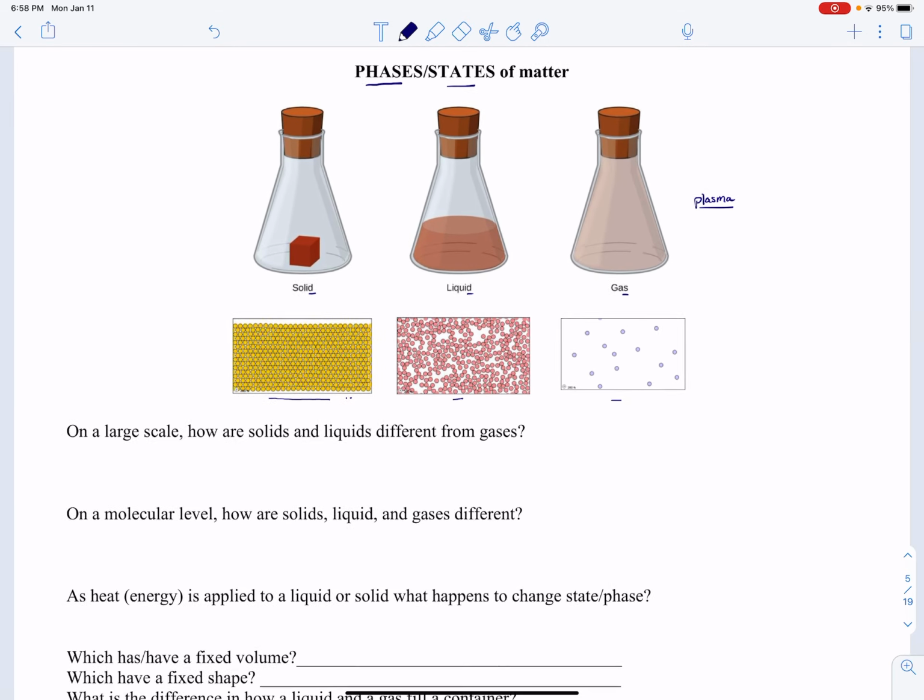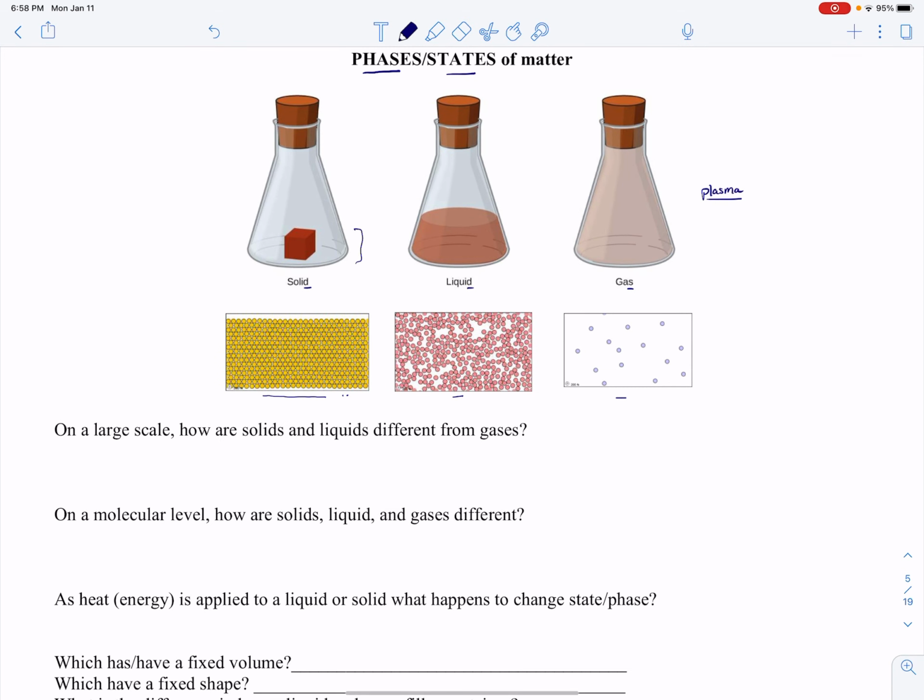So what is the difference, both on the large scale, the macroscopic scale, and the microscopic scale? What is the difference between them? So how are solids and liquids different from gases? So you know that solids have a fixed shape. It doesn't matter what I do with this solid. If I roll the flask around, that solid isn't going to change shape.